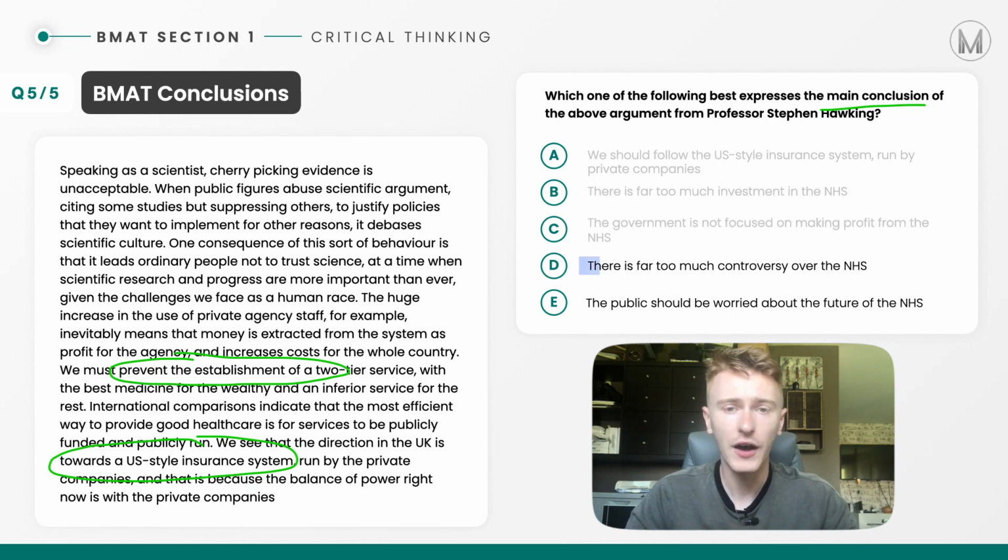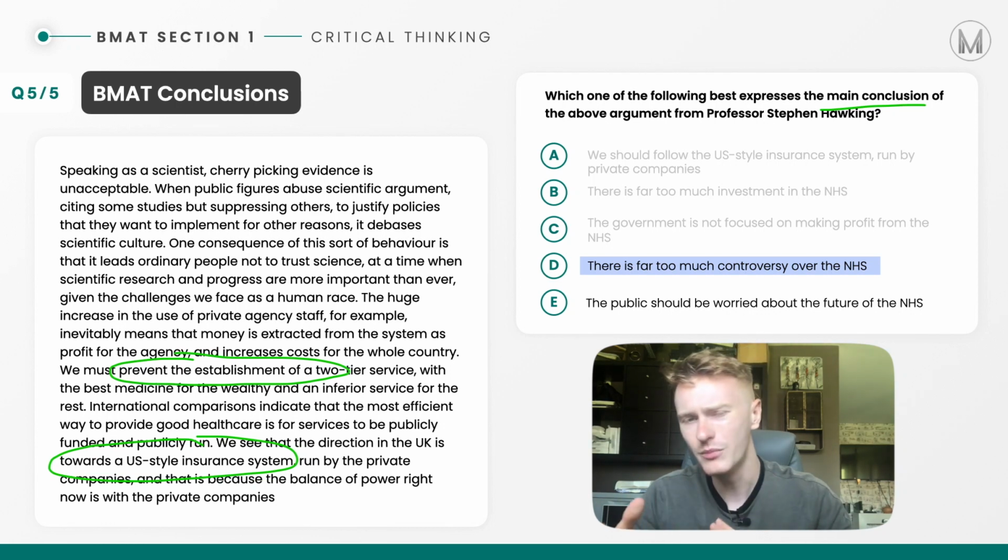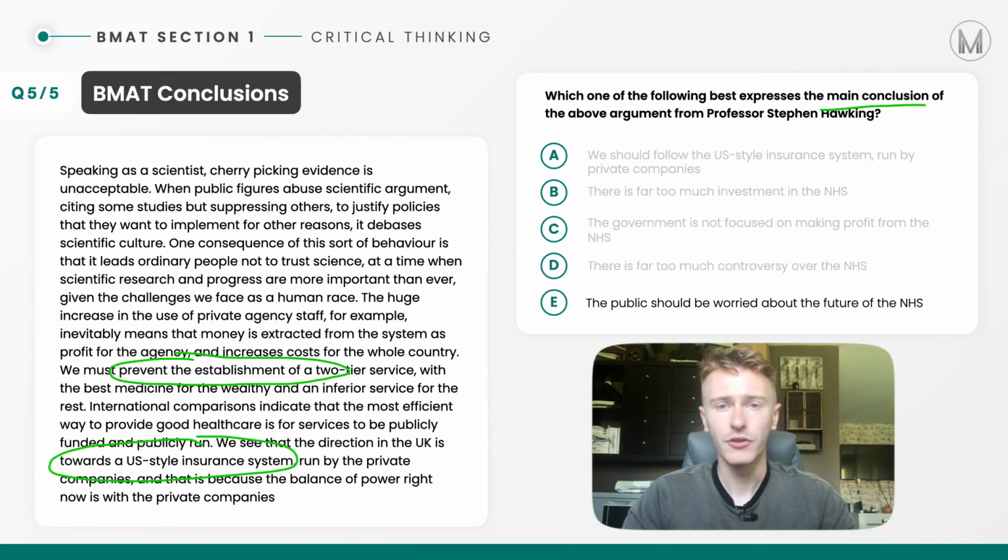Answer option D, there is far too much controversy over the NHS. Again, that doesn't seem to be along the right lines. Stephen Hawking is raising an issue and saying his opinion. He's not talking about the broader controversy surrounding the NHS, and he's not making a judgment whether there is too much or too little. Finally, answer option E, the public should be worried about the future of the NHS.